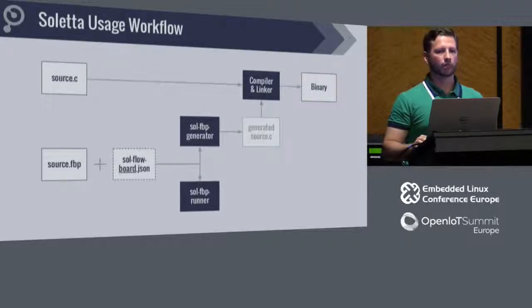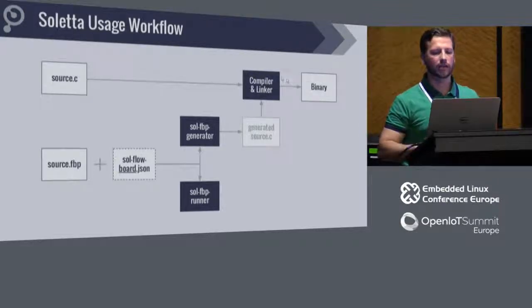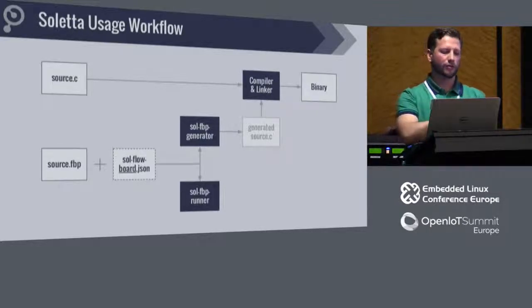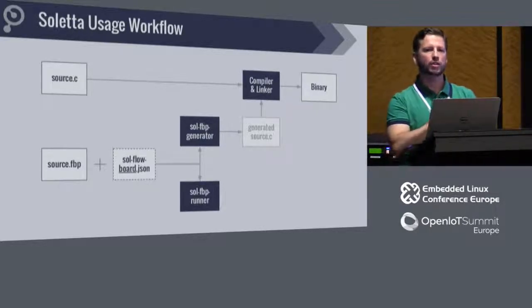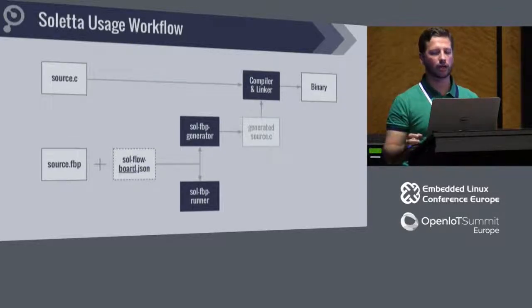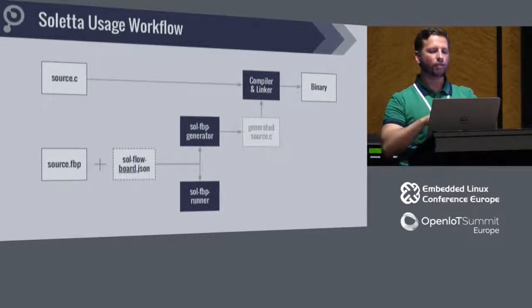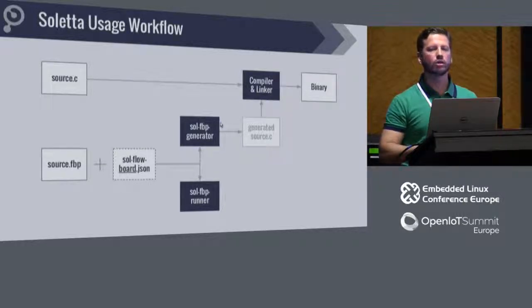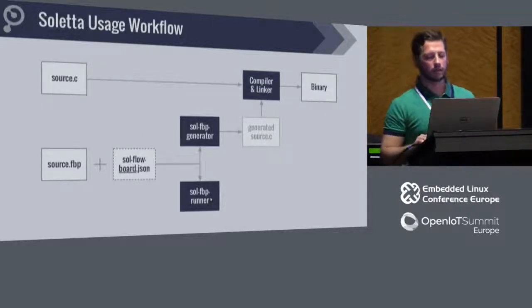So the usage workflow: you may write your own C code, then compile, and that's the canonical execution. Or you create a source in flow-based programming, that is the DSL, that you can use together with a solveflowboard.json. That is a per-board configuration that I'll show you. And from that, you have 2 paths. One, you can generate code. Then this generated file is just like this one and goes to the final binary. Or you can execute it, just like JavaScript or like Python.